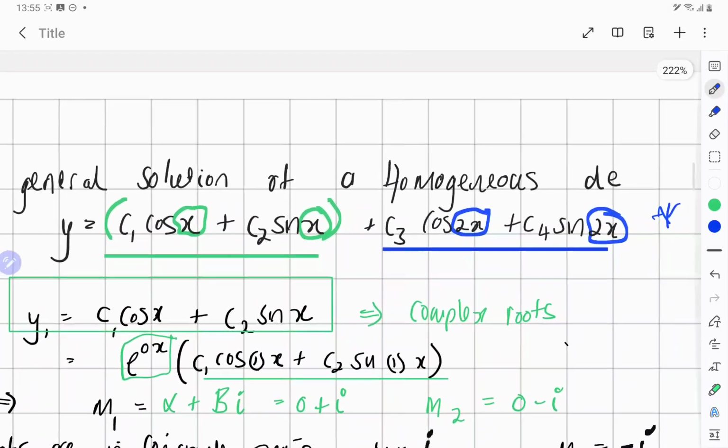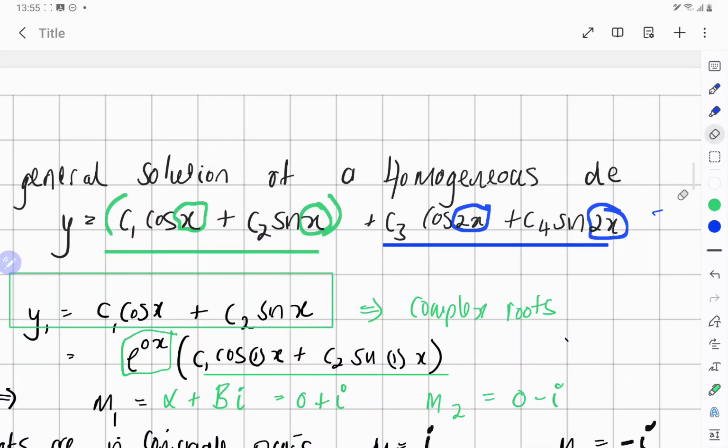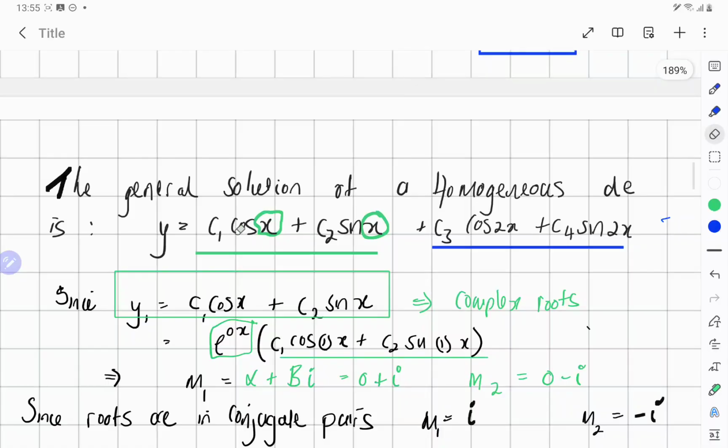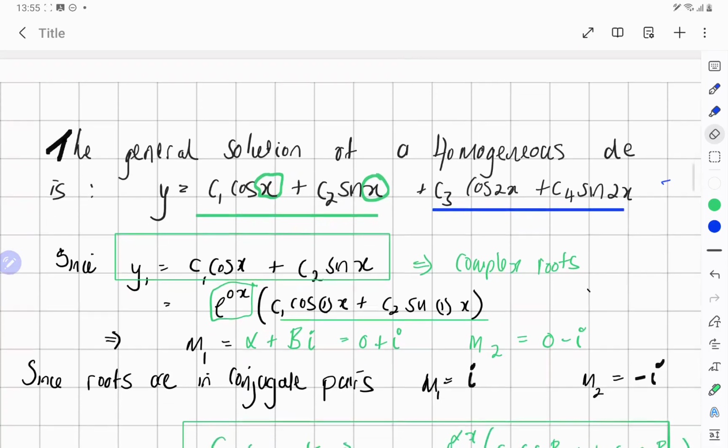Let's go to the third example. They give us, so now it is a bit longer, the general solution. Y is C1 cos x plus C2 sin x plus C3 cos 2x plus C4 sin 2x. Why did I do the grouping in green and blue? Because just note, here I have the same angle, hence the green grouping. Here I have the same angles, hence the blue grouping.